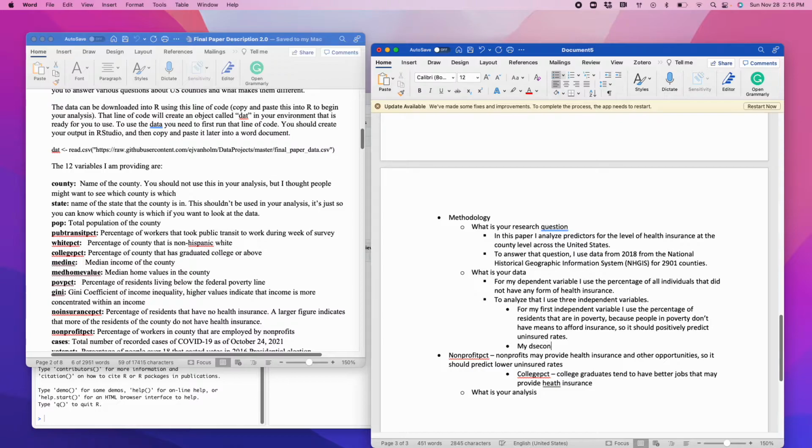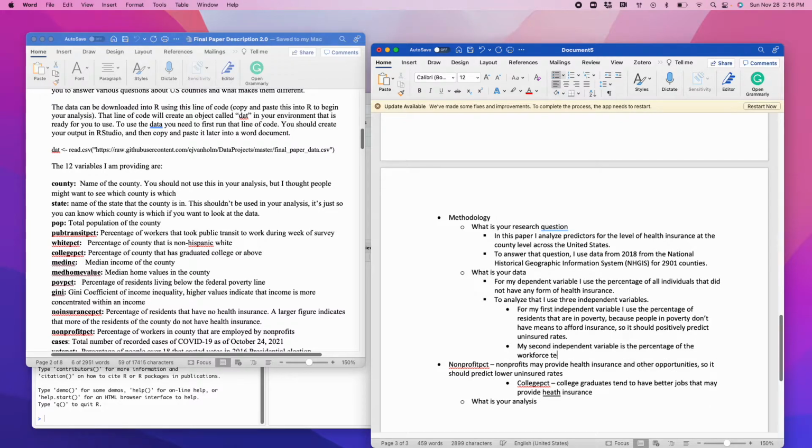My second independent variable is the percentage of the workforce employed by nonprofit organizations. And I can again use this sentence. Nonprofits may provide health insurance and other opportunities to residents, so it should predict lower uninsured rates. And so I'm both telling the reader what variables I'm using and why. Why am I putting these in?